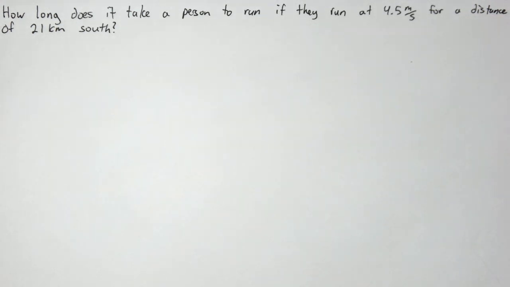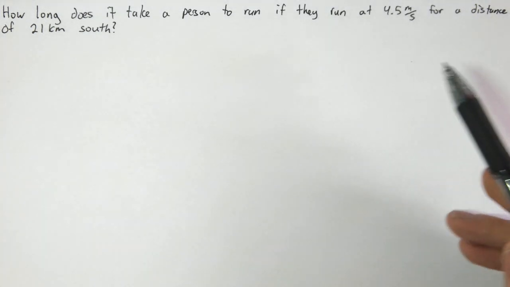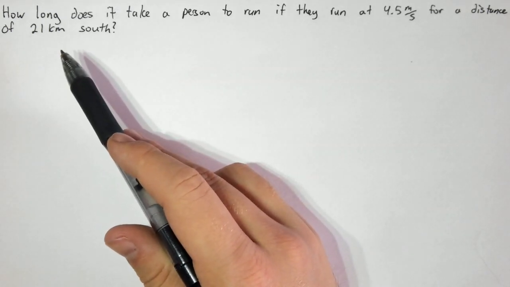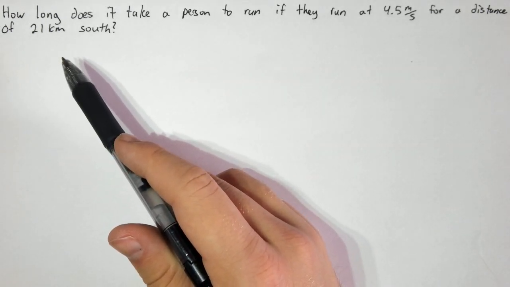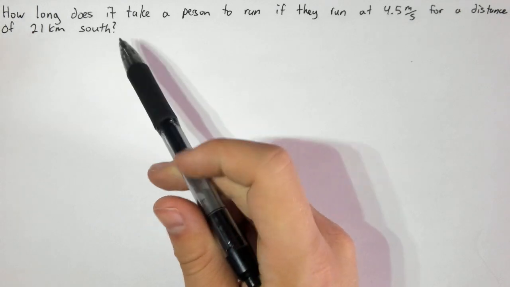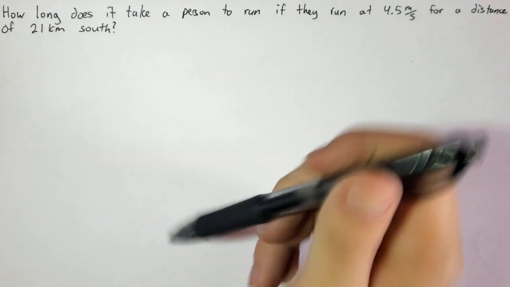How long does it take for a person to run if they run at 4.5 meters per second for a distance of 21 kilometers in the south direction? So let's solve this problem. Here we're looking for time.